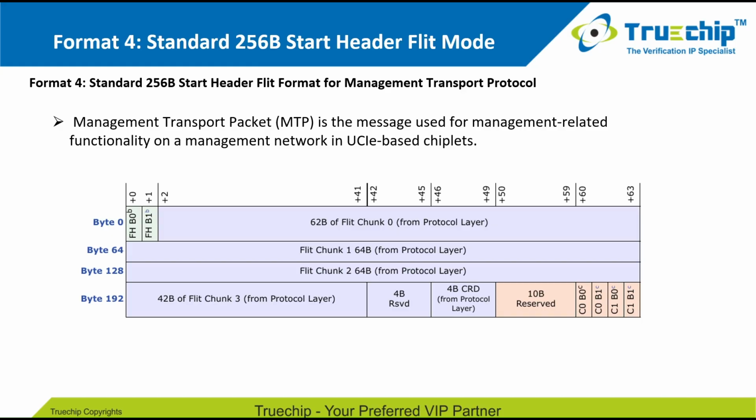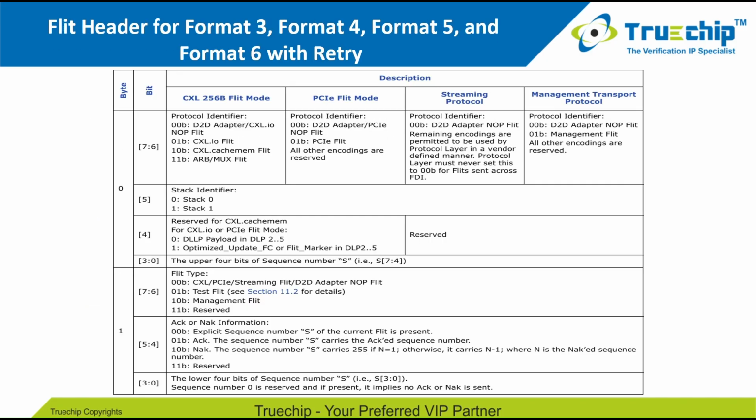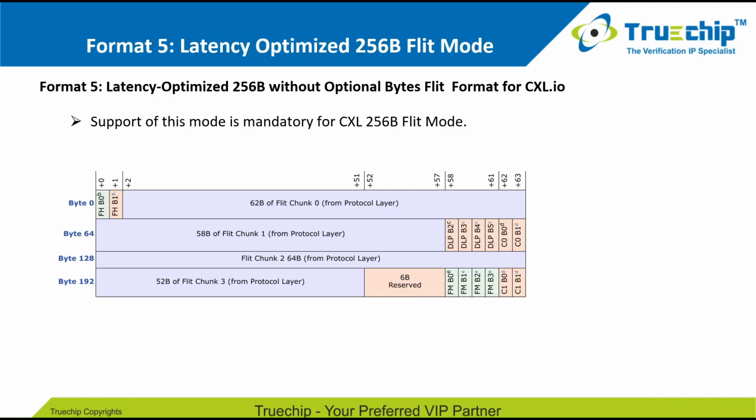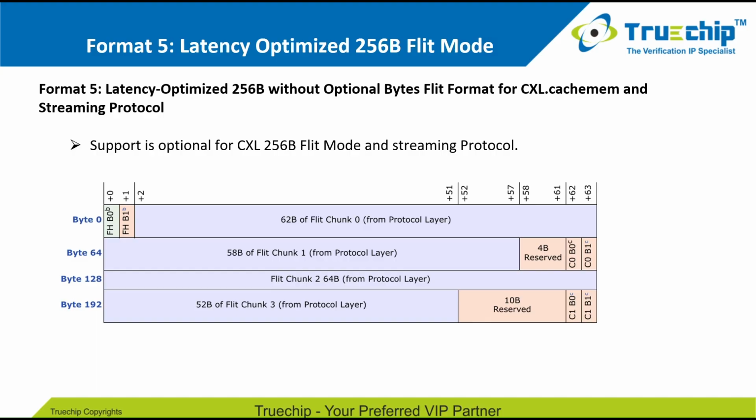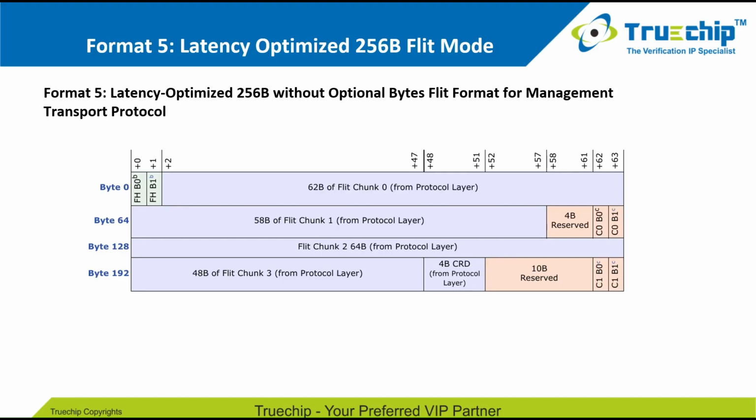And formats 5 and 6 are latency-optimized 256-byte flits. These formats are also all about wringing the most performance out of the link. Format 5 is without optional bytes, and format 6 is with optional bytes. These are strongly recommended for high-performance CXL and streaming protocols. The diagram shows how the fields are rearranged to optimize for latency, for example, by moving protocol information earlier in the flit.